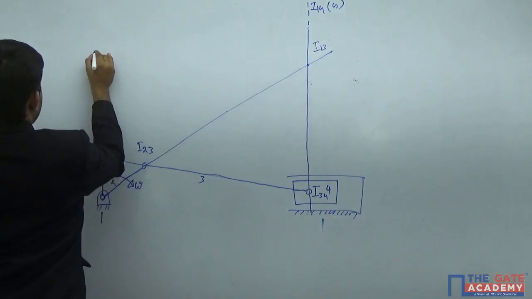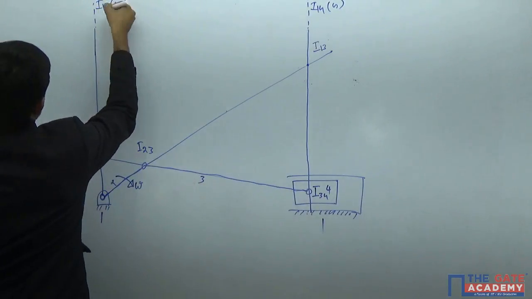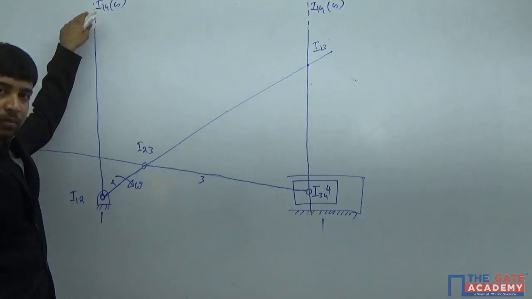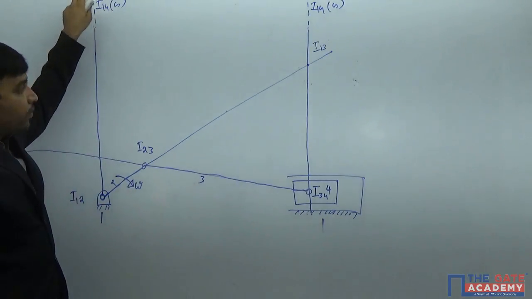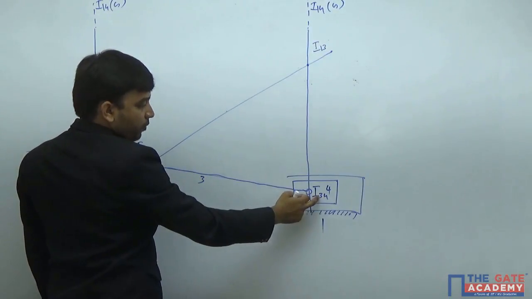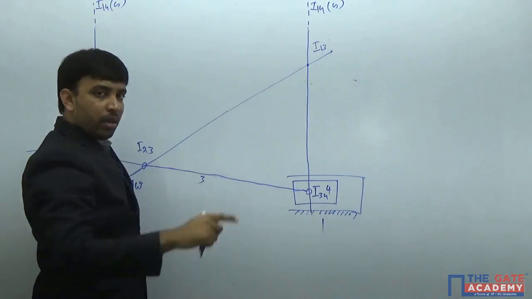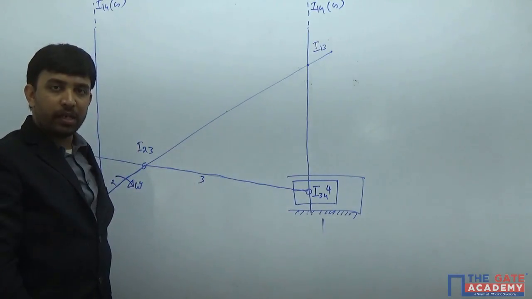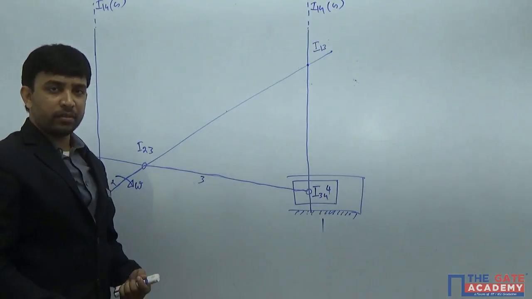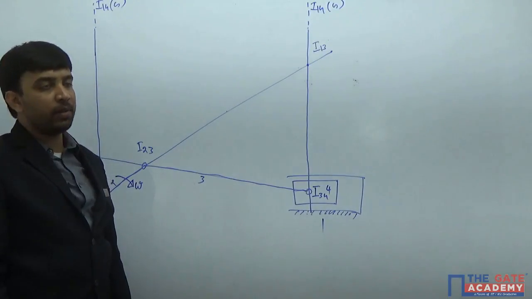This line is going to I14, where I14 is at infinite. So I have drawn a line passing through I12 and I14, and this other line is passing through I34 and I14. I can say these two lines are meeting at infinite, and I14 is lying at infinite. Where I14 is lying, there these two lines are meeting.